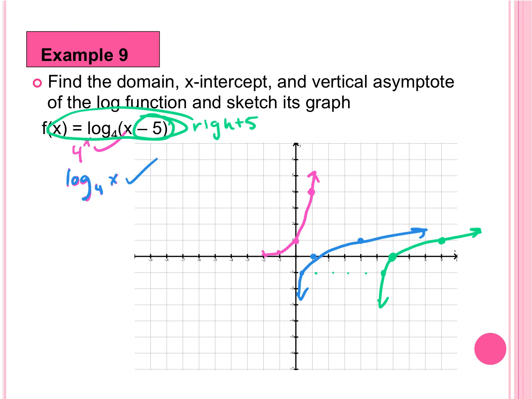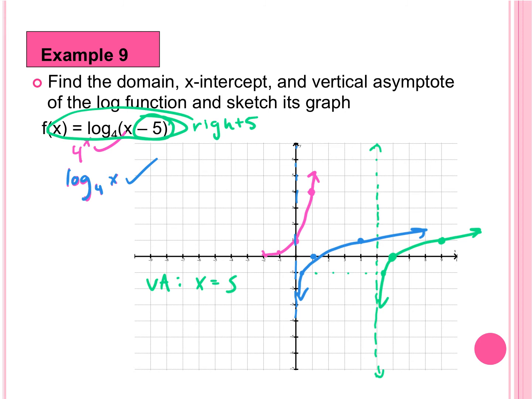Just be careful. For the blue one, my asymptote was at 0. I'm shifting that vertical asymptote to the right 5. So now my vertical asymptote is at what? How do you write it? The vertical asymptote is x equals 5. Just be careful that you don't cross that vertical asymptote when you're drawing your graph.